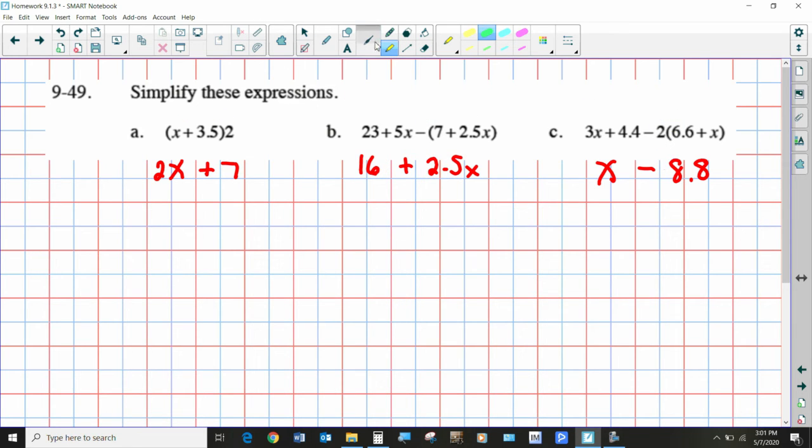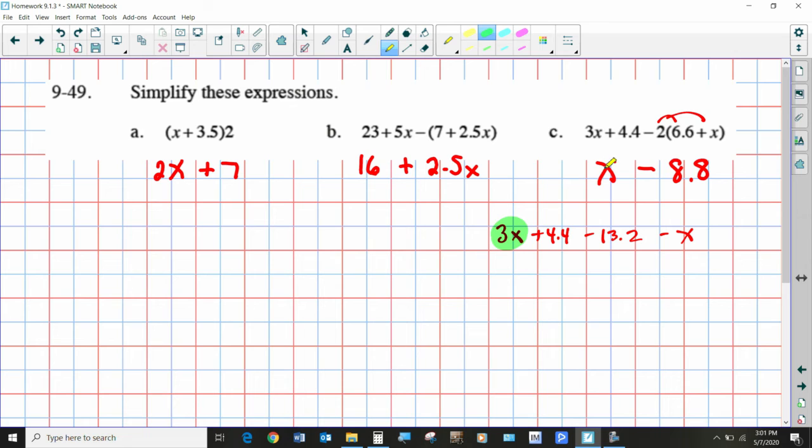Same thing applies here. Send in those dive bombers, and this becomes, well, this is the 3x still, this is the 4.4 still, but that's going to become negative 2 times 6.6 becomes negative 13.2, and negative 2 times x is going to be negative x. So we're going to combine our 3x's.